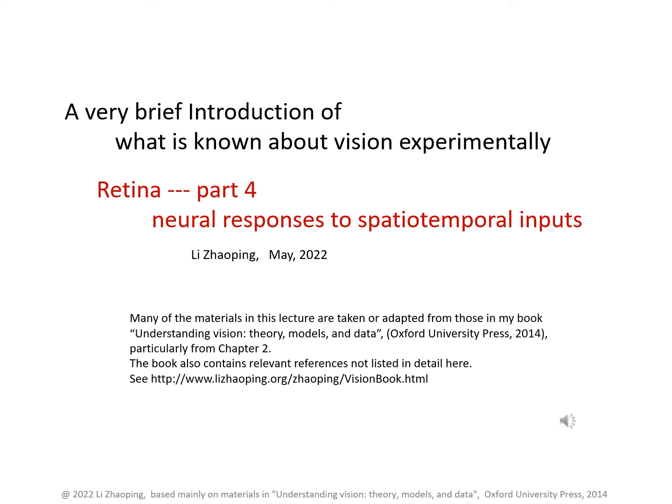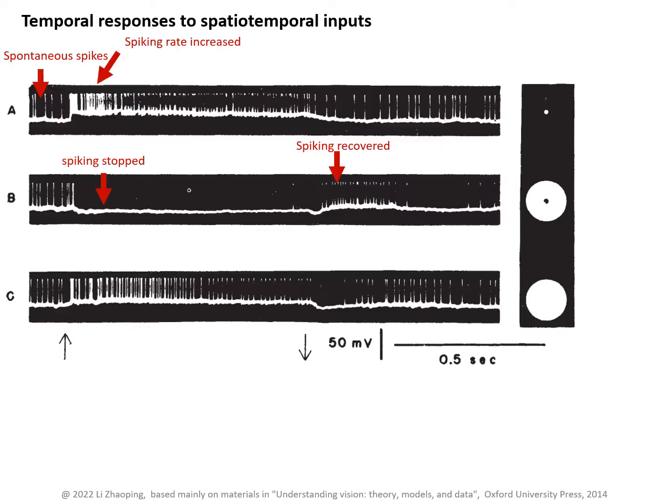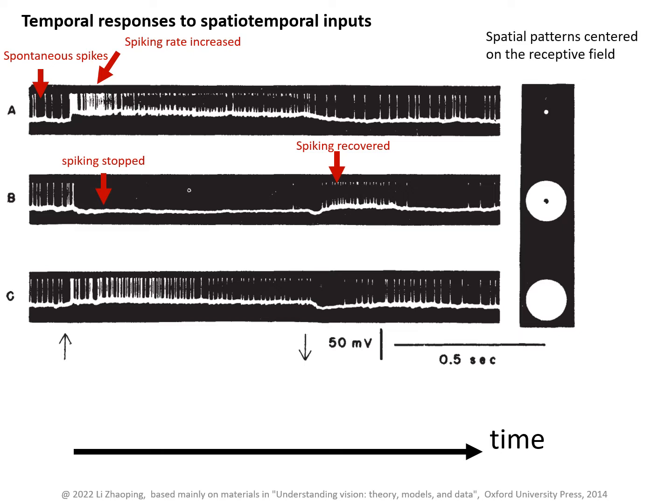Retina, Part 4, Neural Responses to Spatial Temporal Inputs. We have seen that visual inputs are actually functions of time. In this example, the spatial inputs are turned on at a point in time and then turned off at another point in time. And the neural responses are also functions of time.